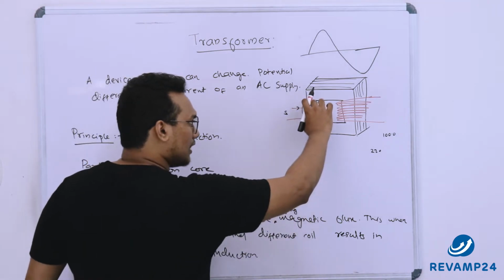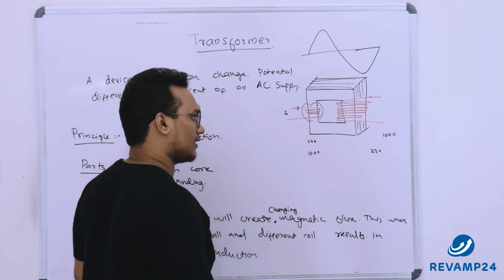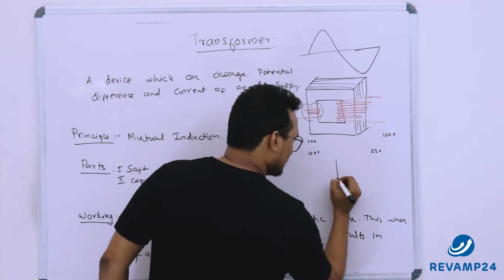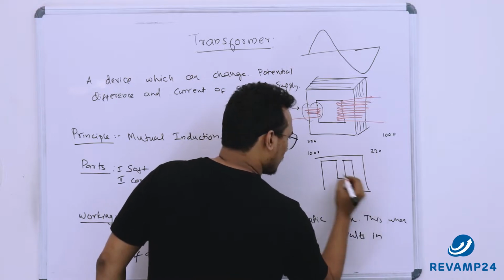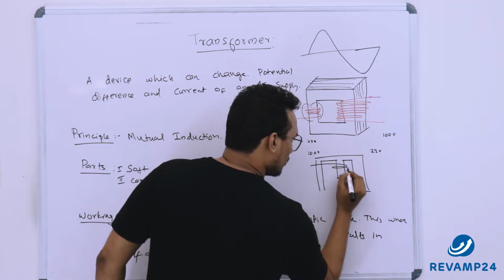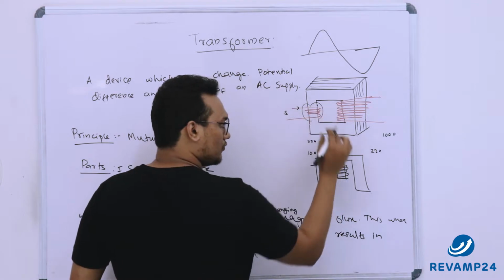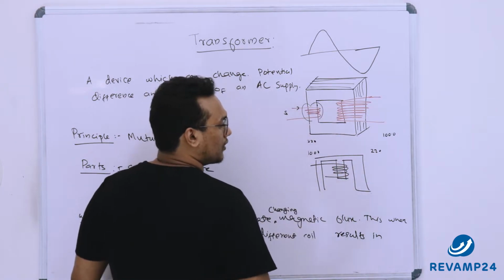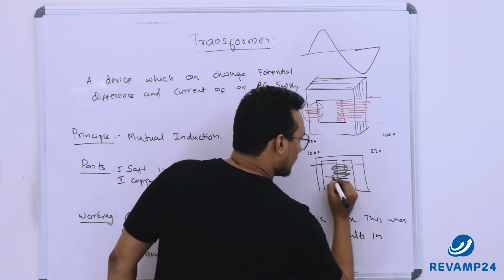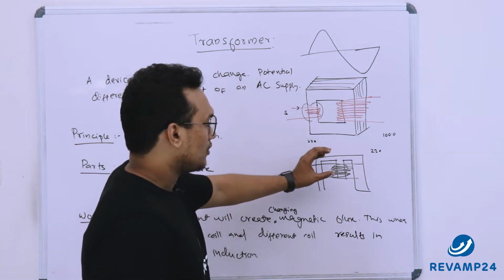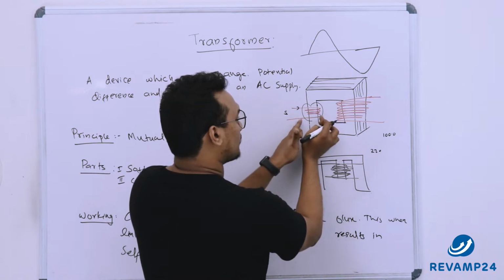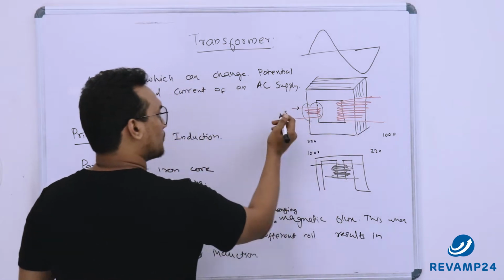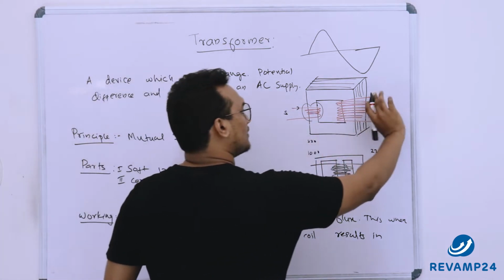Now these field lines are linked to a secondary coil. Basically the structure is in this way. We have a soft iron core, the primary is wound on the core, and on the same core we wind the secondary, so the induction would be more. For better explanation, I have kept the primary and secondary in this way. The primary is our input, the secondary is the output.